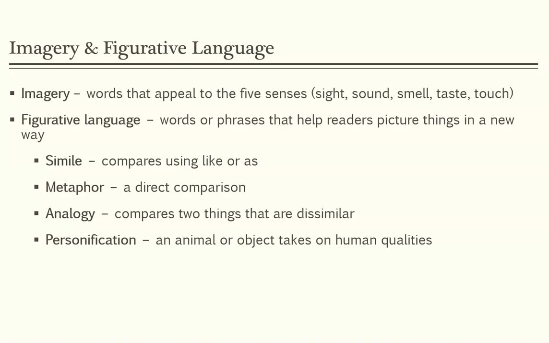These are some common figurative language you've probably seen before. A simile is comparing 2 items and it uses the word like or as. A metaphor is a direct comparison of 2 items, but it does not use the word like or as. Analogy compares 2 things that are not similar. Personification is when an animal or an object takes on human qualities.